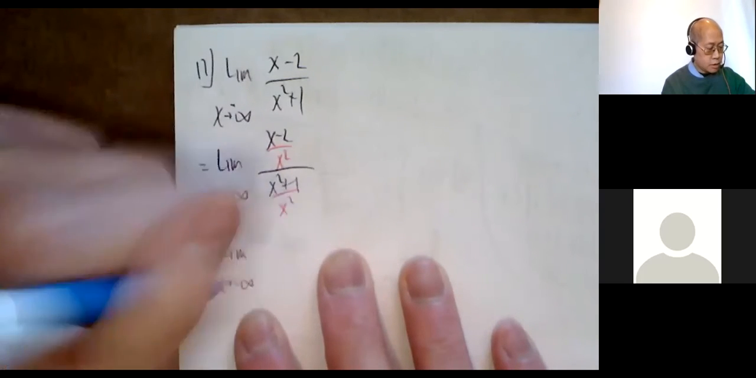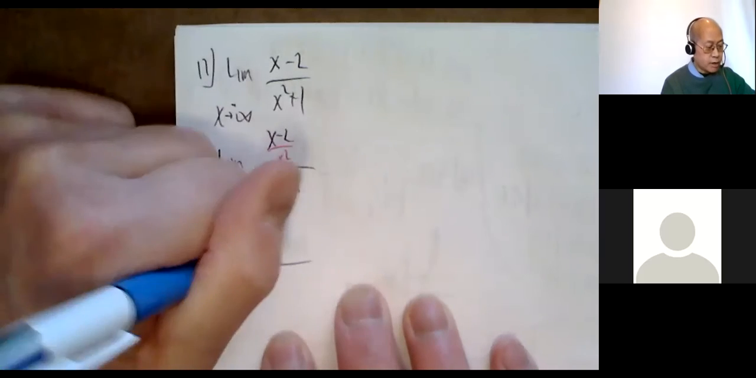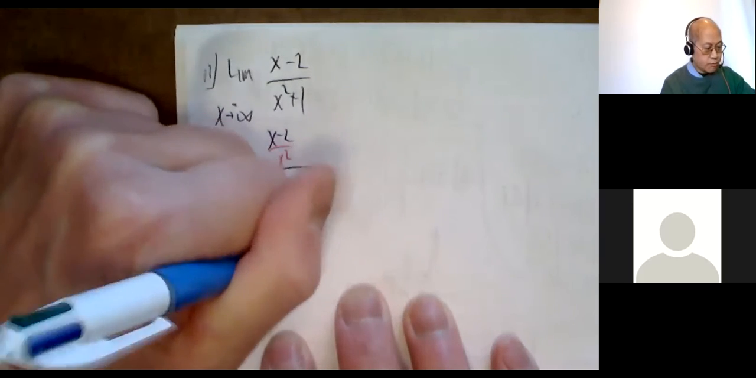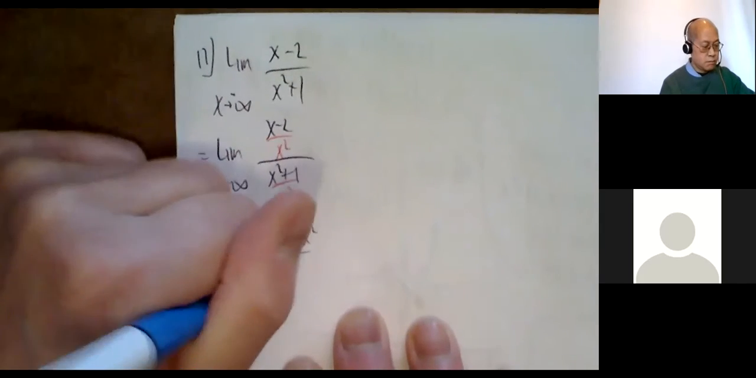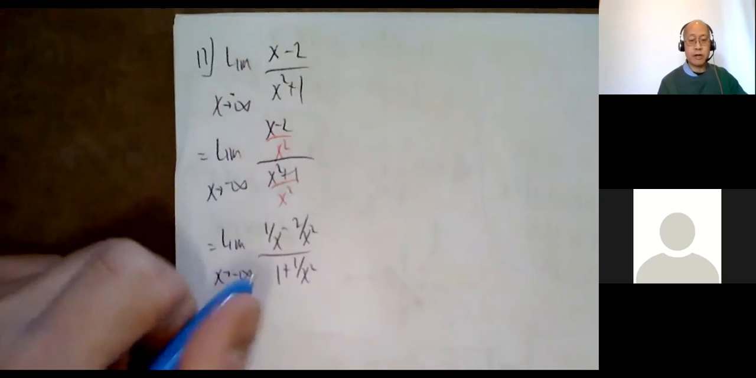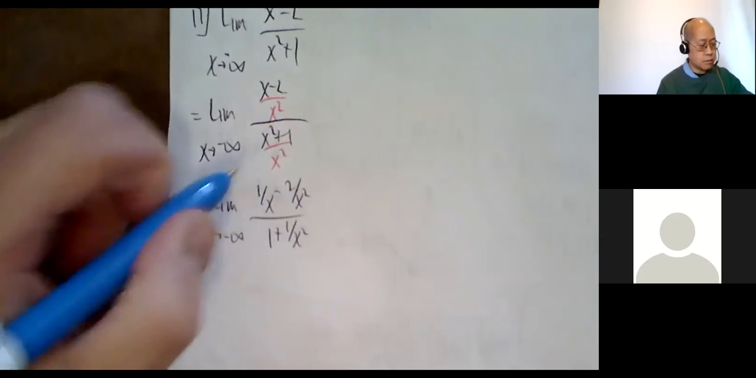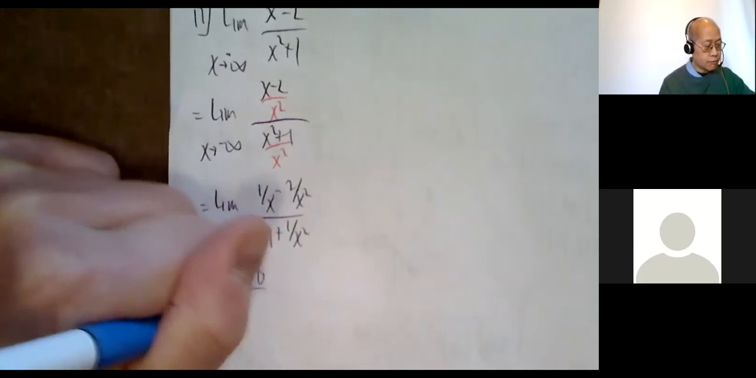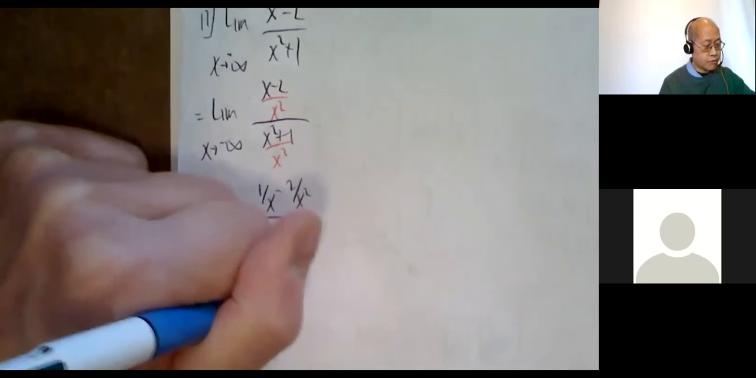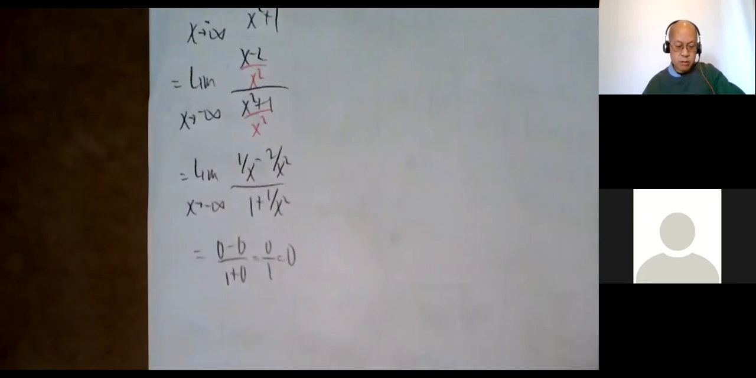Limit as x approaches negative infinity. That's 1 over x minus 2 over x squared, over 1 plus 1 over x squared. So when x goes to negative infinity, that's 0, that's 0, that's 0. 0 minus 0 over 1 plus 0, which is 0 divided by 1, or 0.